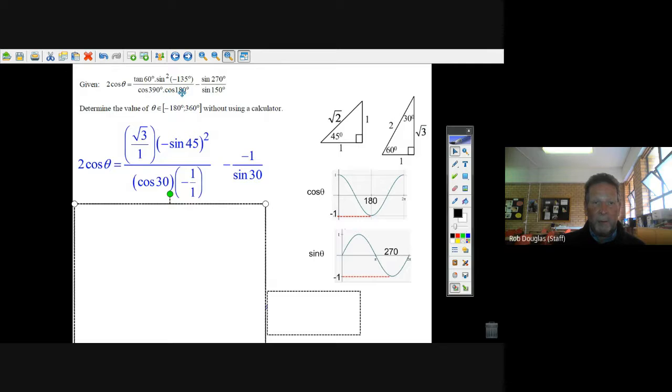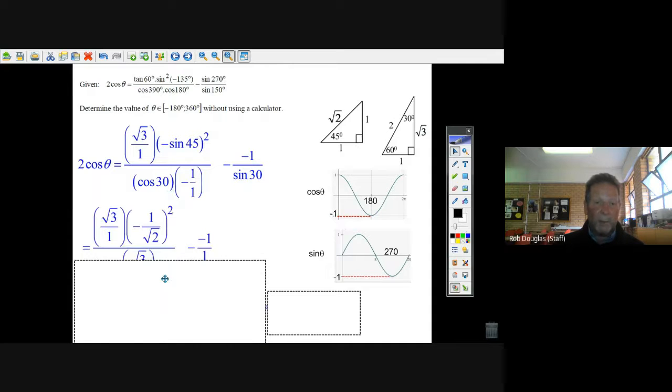The cosine of 180 degrees, I showed that it's negative 1. Negative 1 would be all right just to write in there. But the cosine of 390, it's all the way around. The reference angle is 30 degrees. Okay, let's keep working this thing. The cosine of 45 is 1 over root 2, so you write in 1 over root 2. It's negative, but when we square it, it's going to become a positive.